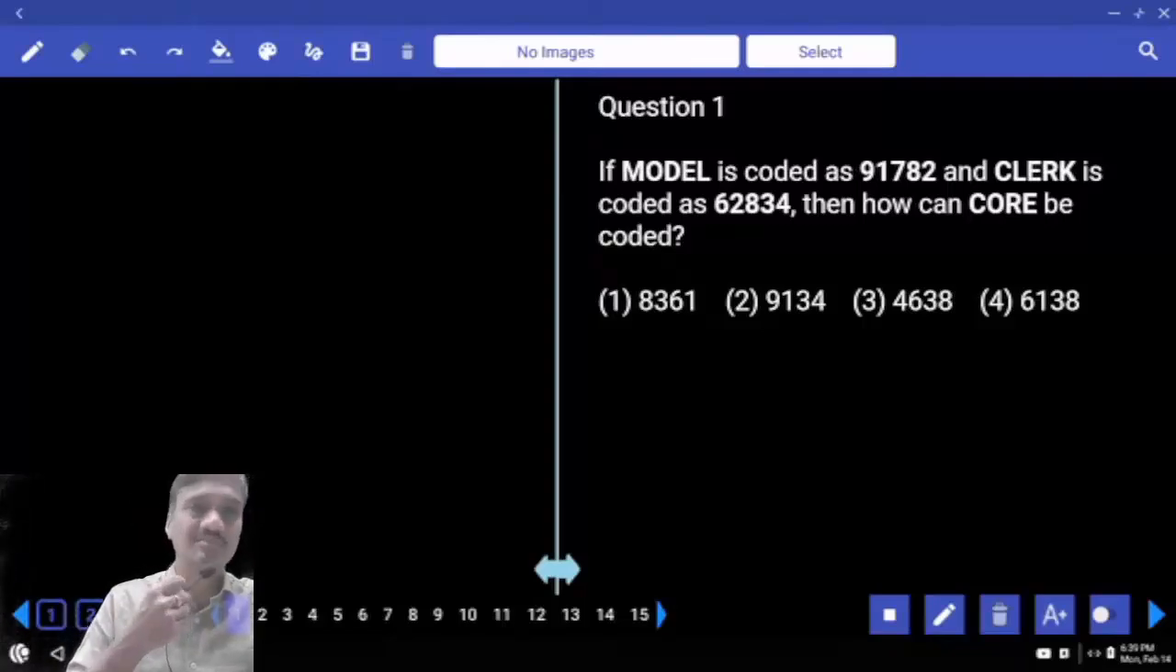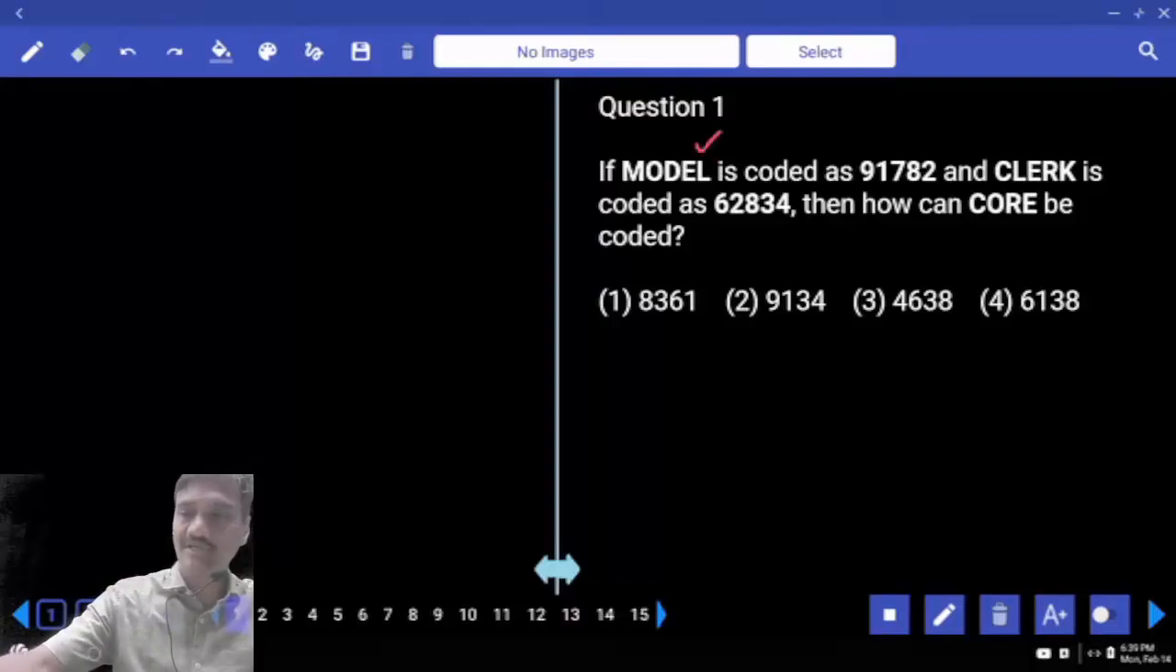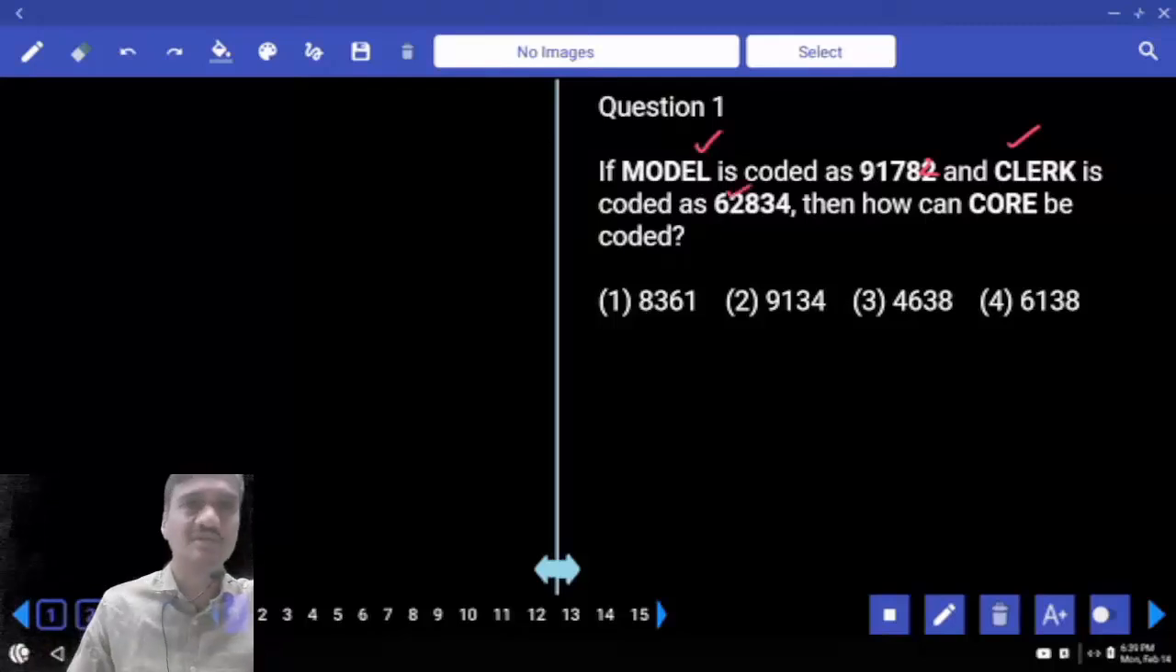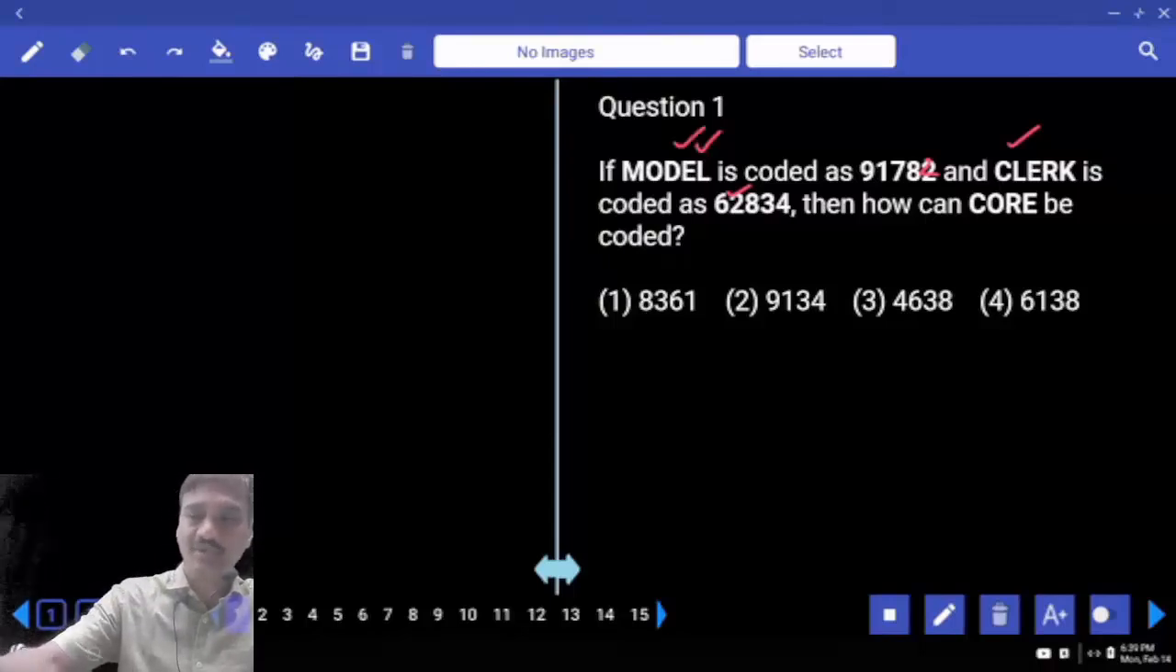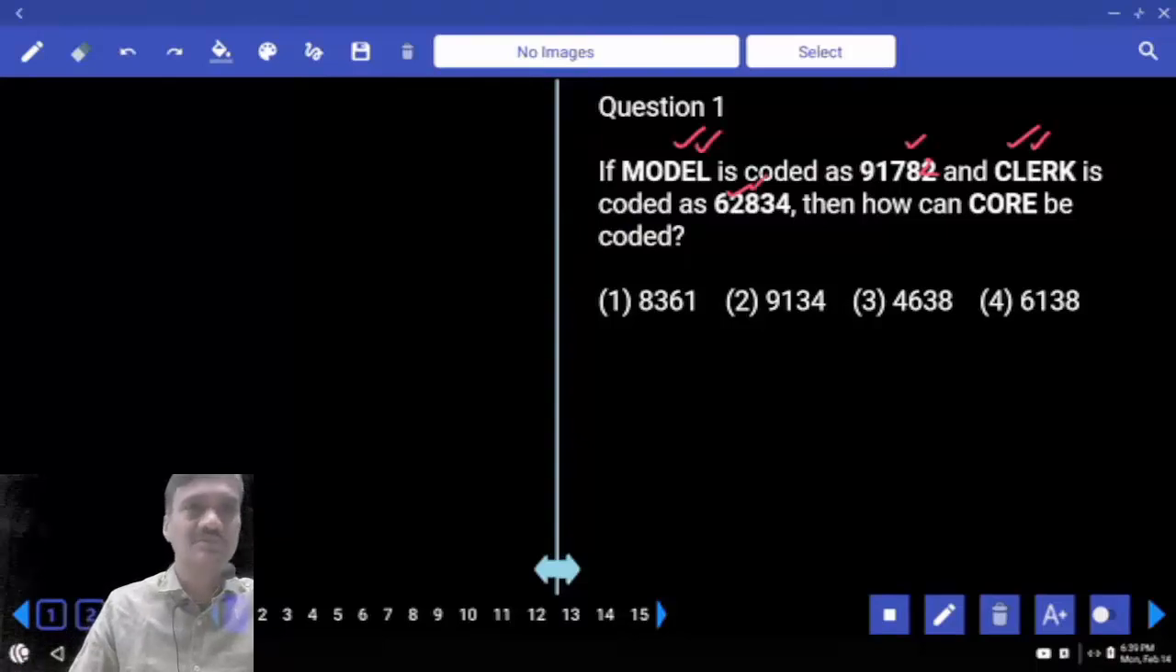Now, the letter that is common. L is at the last place, L is at the second place. And what is there at the last place? 2. Here 2 is at the second place. That means the letters and the codes are directly given. And in the same way, common E. E is at the fourth place, 8 is there at the fourth place. Now in this one, E is at the third place, 8 is there at the third place. That means the letters and the codes are directly given.